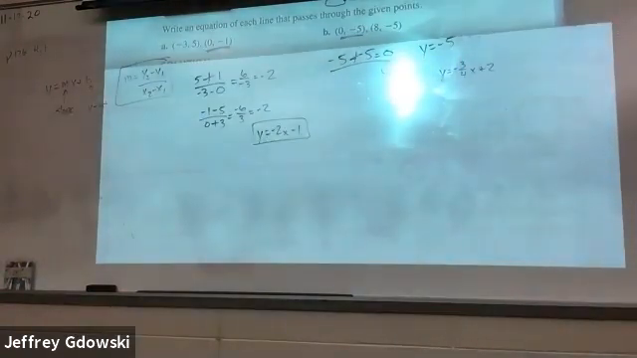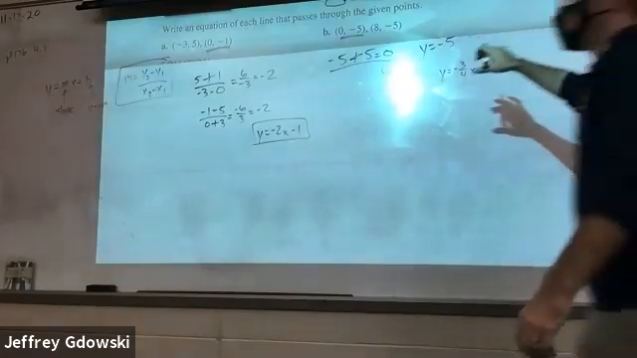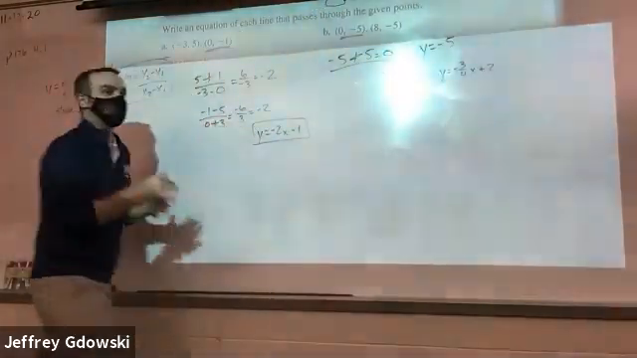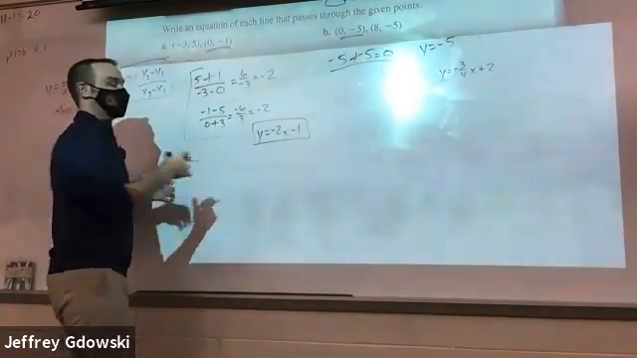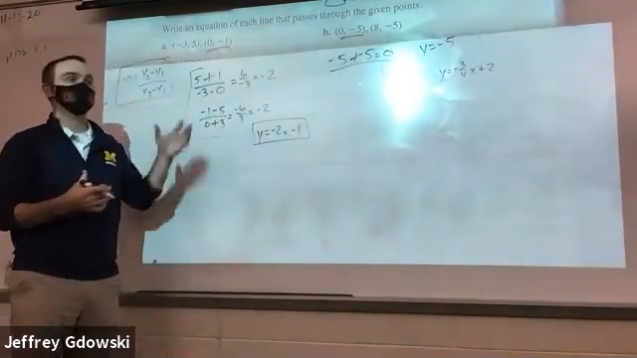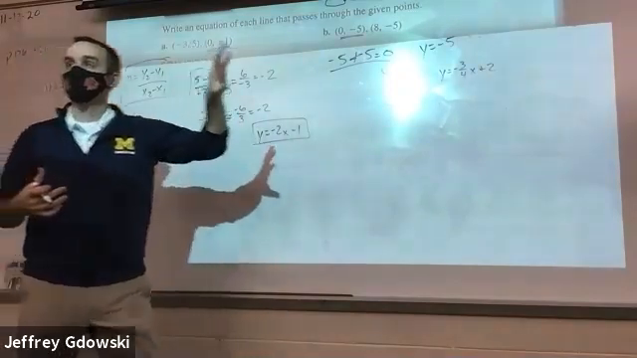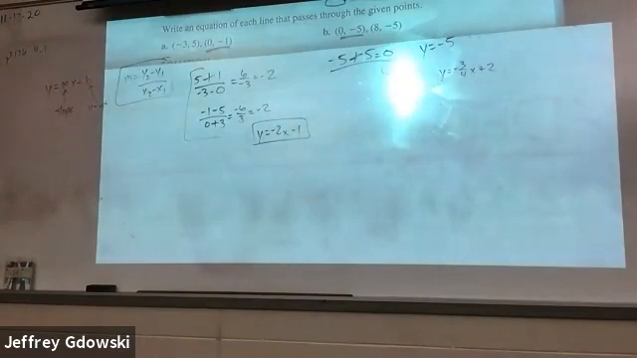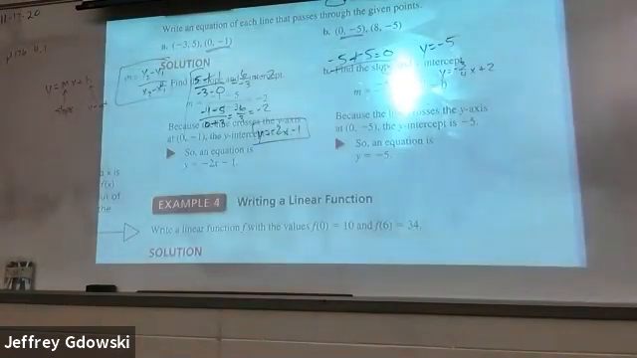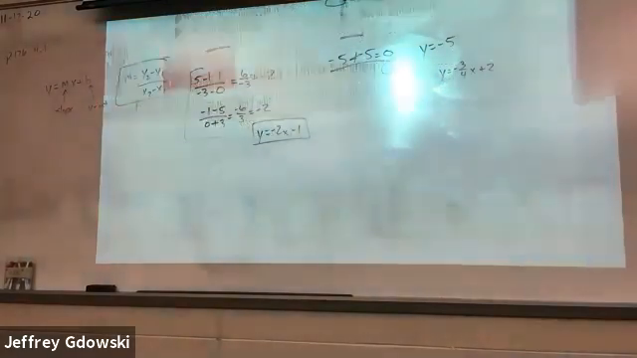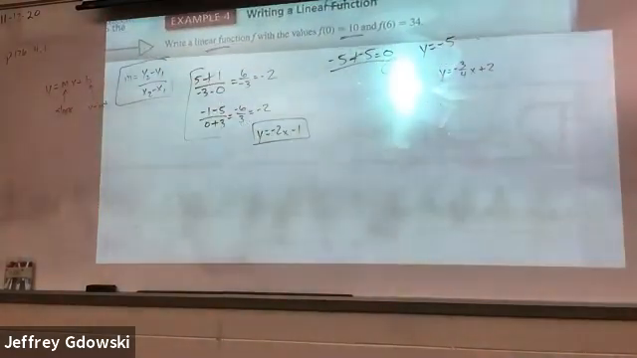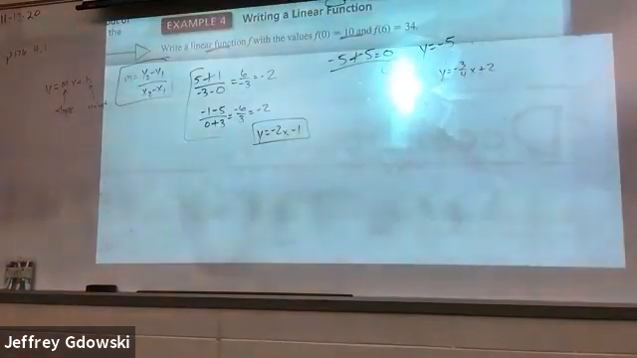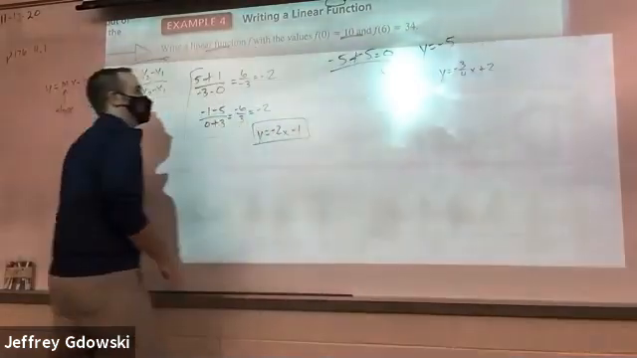Okay, any questions on that? That's probably the trickiest part of the whole lesson is you got to be able to find the slope. You got to be able to find the slope using 2 points. So if you need to go back and look at your notes, you need to ask questions about it, then do that. Okay, make sure you got it. Here's the next one. All right, a linear function f with the values f of 0 is 10 and f of 6 is 34.